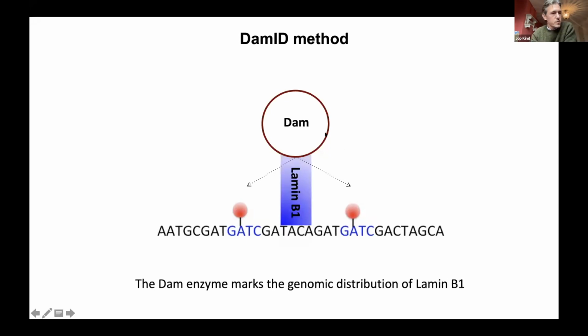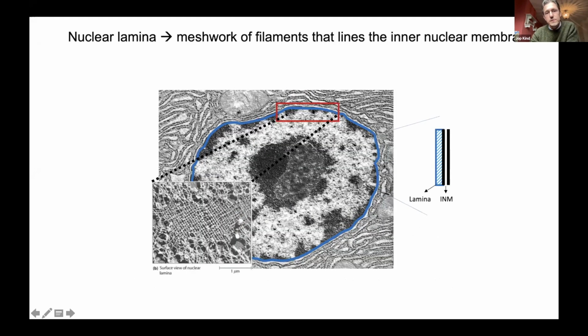I told you we're interested in understanding spatial genome organization. So how do we measure this? We do this by fusing DAM to a protein called lamin B1. We chose this protein because it exclusively lines the inner nuclear membrane in this thin layer. This is an intermediate filament meshwork that is only about 20 nanometers thick. You find it exclusively here.